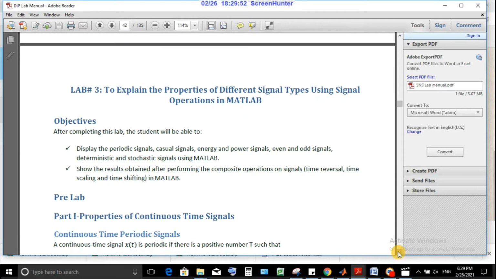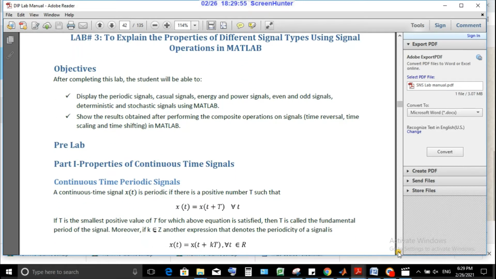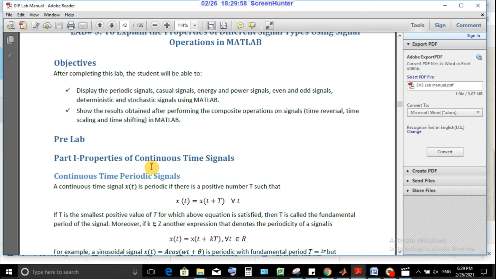As far as the pre-lab discussion is concerned, first of all we go through certain properties of continuous time signals, continuous time periodic signals. A continuous time signal x(t) is periodic if there is a positive number T such that x(t) = x(t + T). If T is the smallest positive value for which the equation is satisfied, then T is called the fundamental period of the signal. Moreover, if k belongs to Z, another expression that denotes the periodicity of a signal is x(t) = x(t + kT), where t belongs to real numbers.